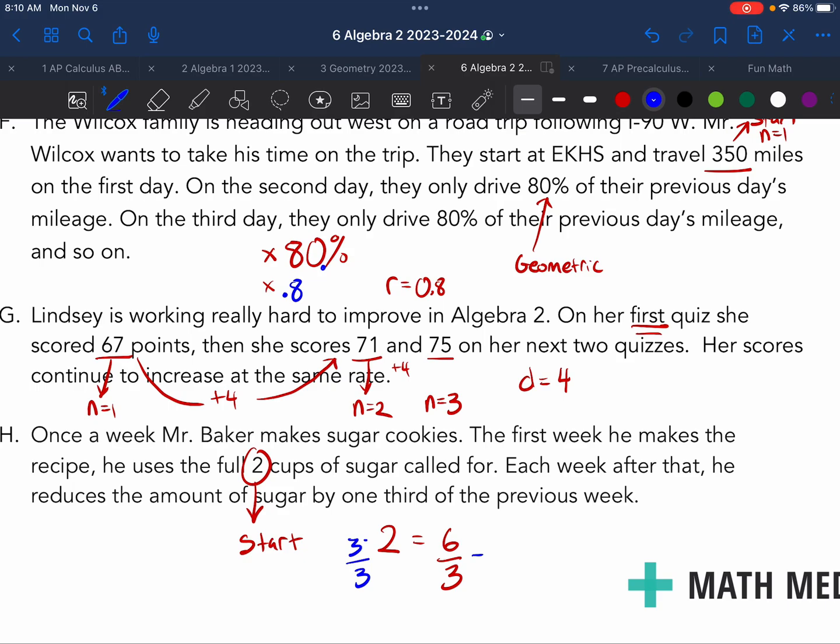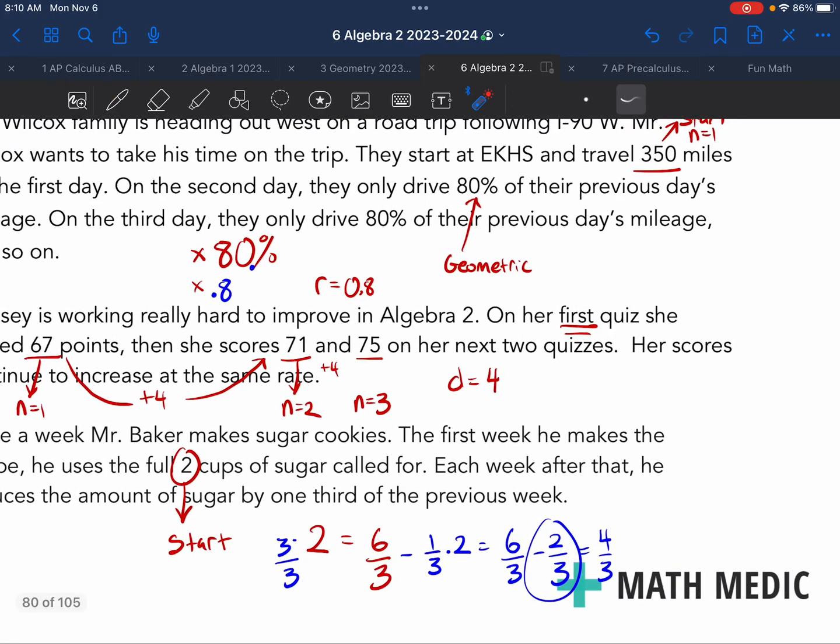If I'm subtracting 1/3 of 2, which means I have 6/3 and I'm subtracting 2/3, which seems okay. Yeah, you get 4/3. We went down by 2/3. But in the next week, we need to go down by the previous week. So I need to do 1/3 of 4/3. So for the next week, I'm going to have 4/3 and I go down by 1/3 of 4/3. That means I'm going to be doing 4/3 and I go down 4/9.